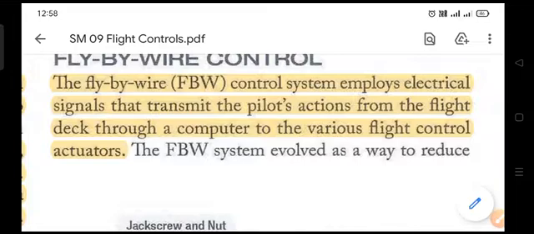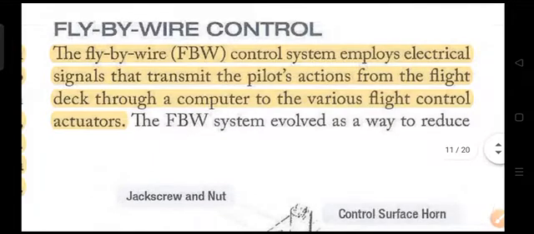Fine. So this employs electrical signals that are transmitted by the pilot's action from the flight deck or the cockpit through a computer, or rather various computers, to various flight control actuators.